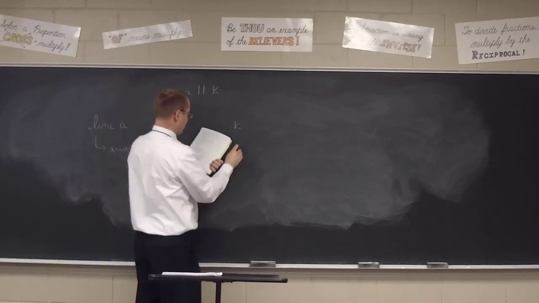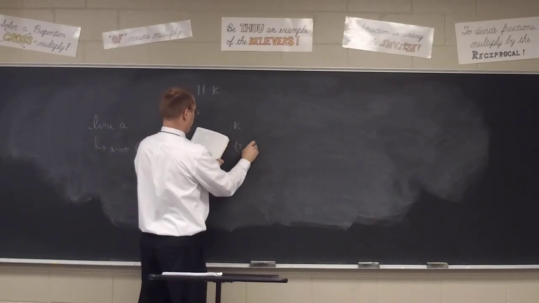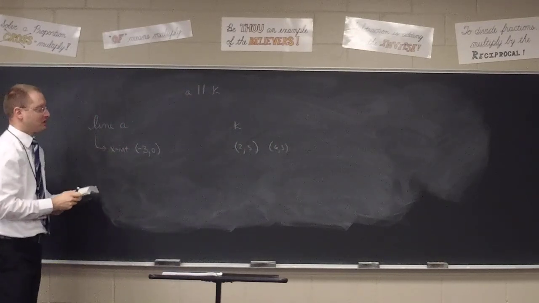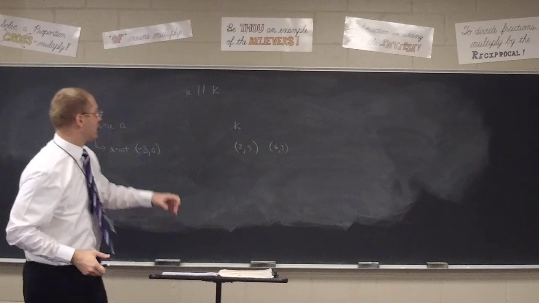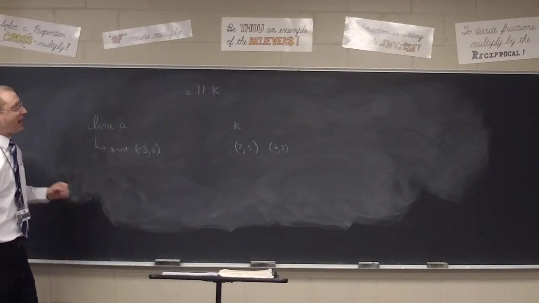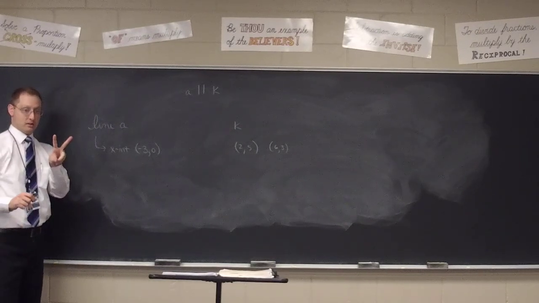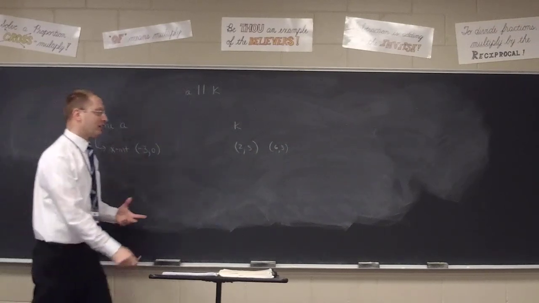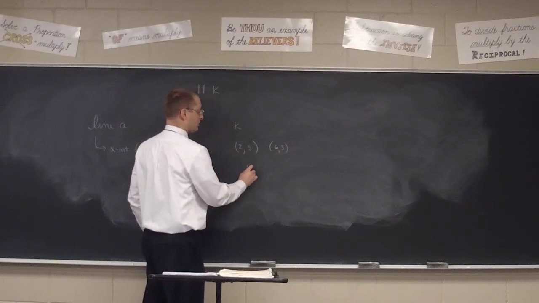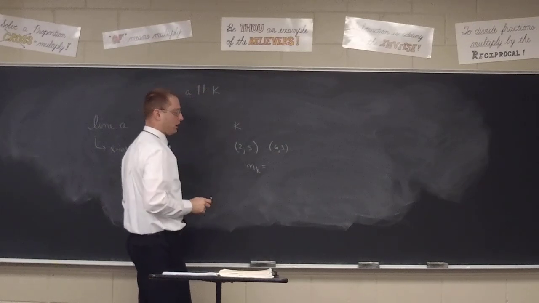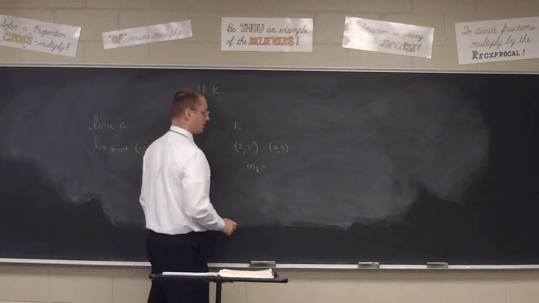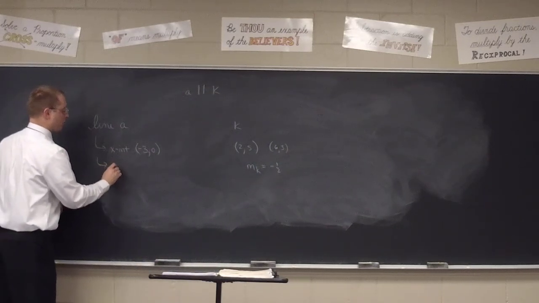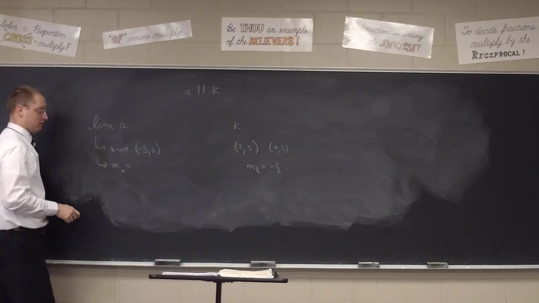Now K has 2 points that it gives us: (2, 5) and (6, 3). Those are points in K, not points in A. We don't care about those 2 points, except that our line is parallel. And when you think parallel, think 2 words: same slope. Last year it was never intersect. This year it is same slope. So really, I need to find the slope of K. And what is the slope of K, class? Negative a half. And our line is parallel, which tells me that the slope of A is negative a half.